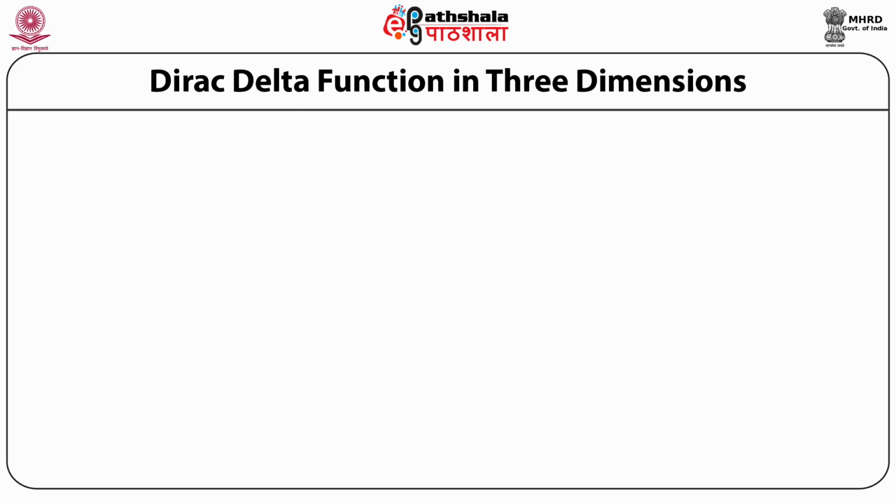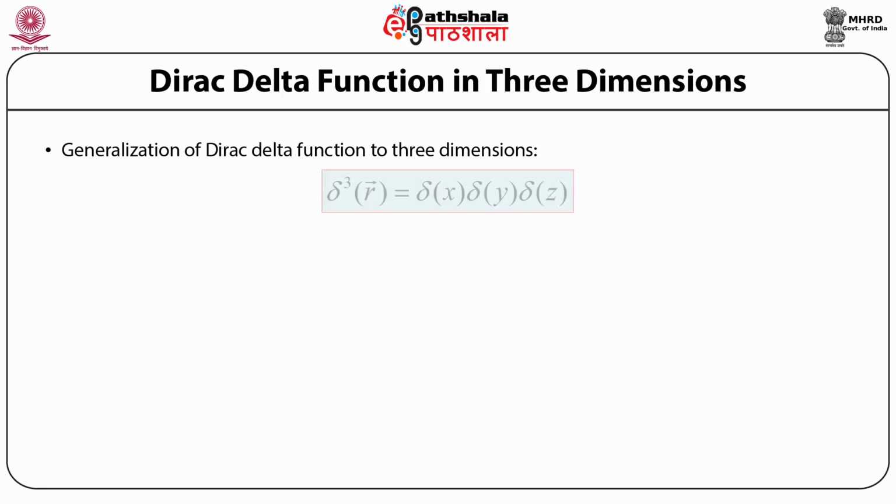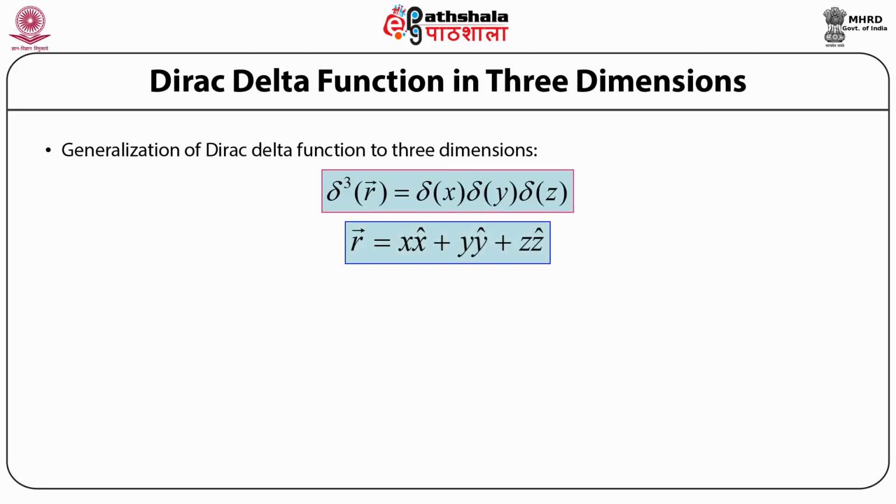Dirac-delta function in 3 dimensions. Now let us do the generalization of the Dirac-delta function to 3 dimensions. So delta cube as a function of vector r is equal to delta as a function of x times delta as a function of y times delta as a function of z, where the vector r is given as x times unit vector x plus y times unit vector y plus z times unit vector z, and this vector r is the position vector of a point.